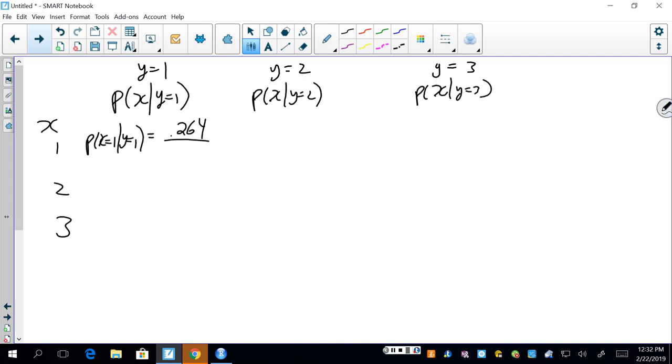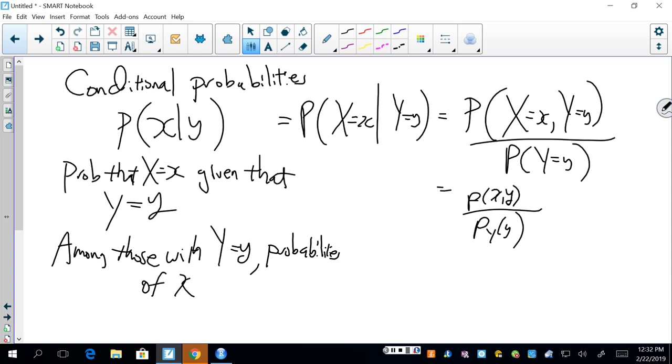Yes? Just go back to the slide for a second. Sorry. The previous one, yeah? Right, so it's going to be a conditional probability. So you take the probability of two things at once over the marginal.